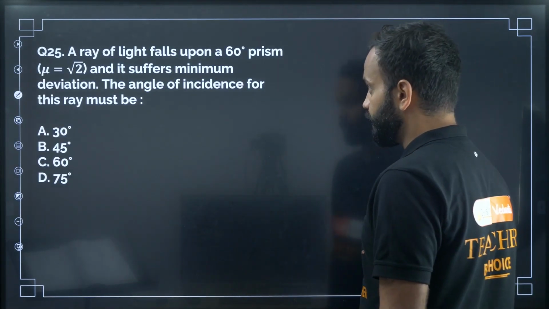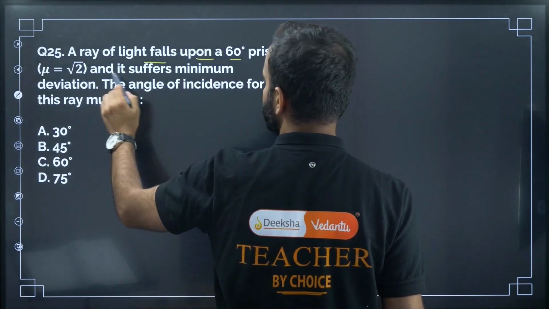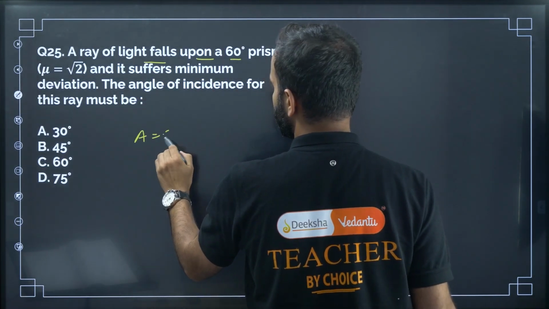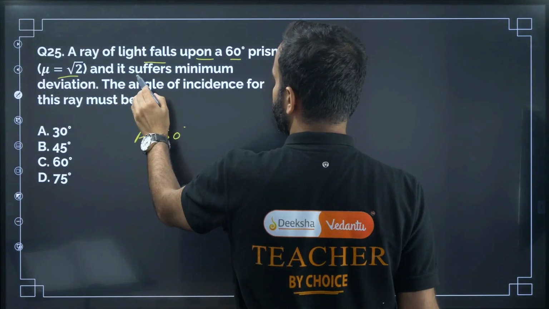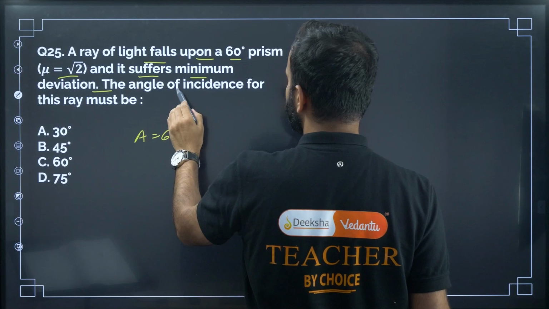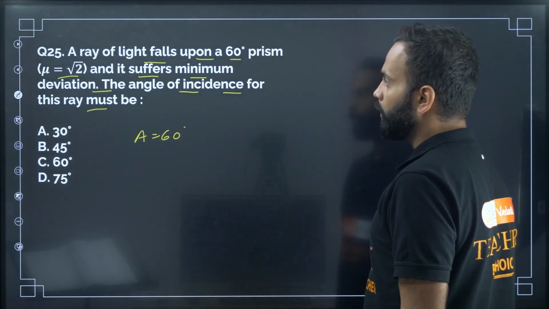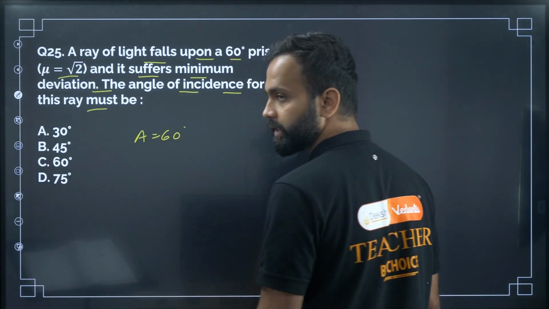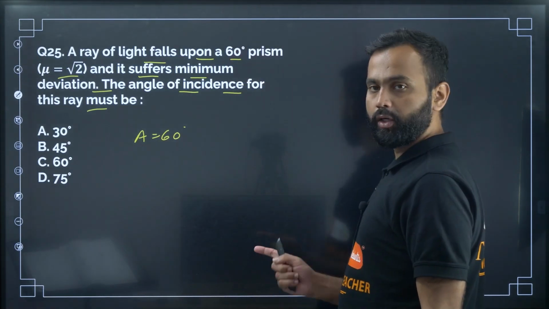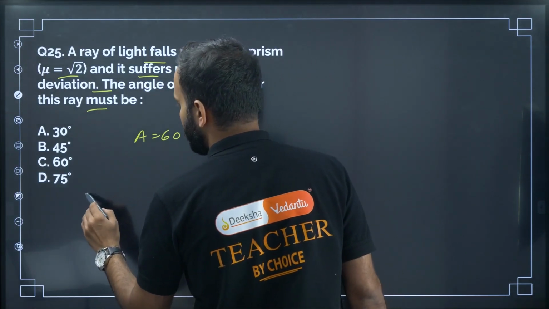Question number 25. A ray of light falls upon a 60 degree prism. Angle of prism is 60 degree. Refractive index of the prism is √2 and it suffers minimum deviation. The angle of incidence for the ray must be? Okay, so it suffers minimum deviation, right? Refractive index of the prism is also given. So let us find the angle of minimum deviation. Then we can easily find the angle of incidence, right?